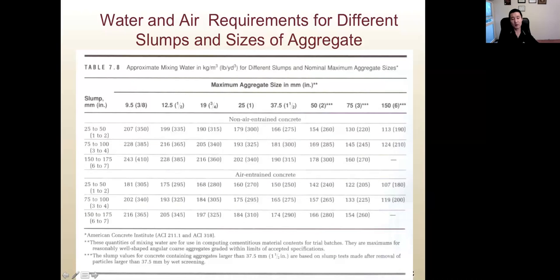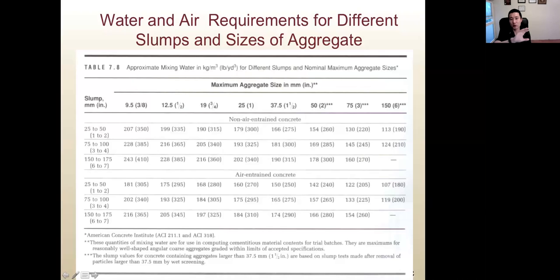And this table is the water and air requirement depending on the slump and also the size of aggregate. Based on the previous table, we select a slump. The maximum size of aggregate is typically a given. So based on the size of coarse aggregate, we select the amount of water. This is in kilogram per cubic meter of concrete, and this is in pound per cubic yard.